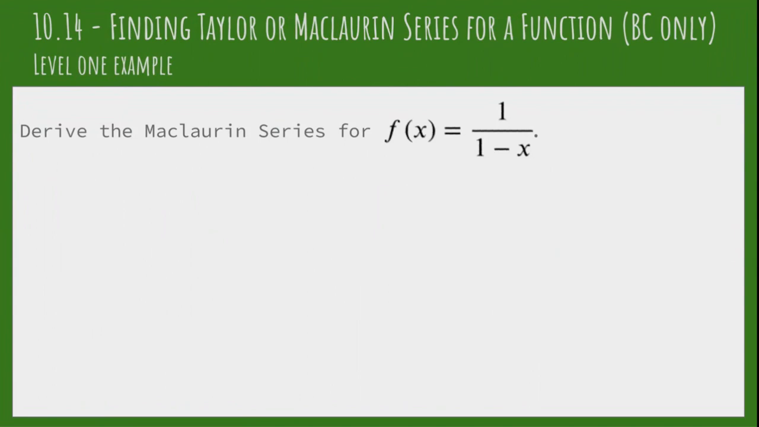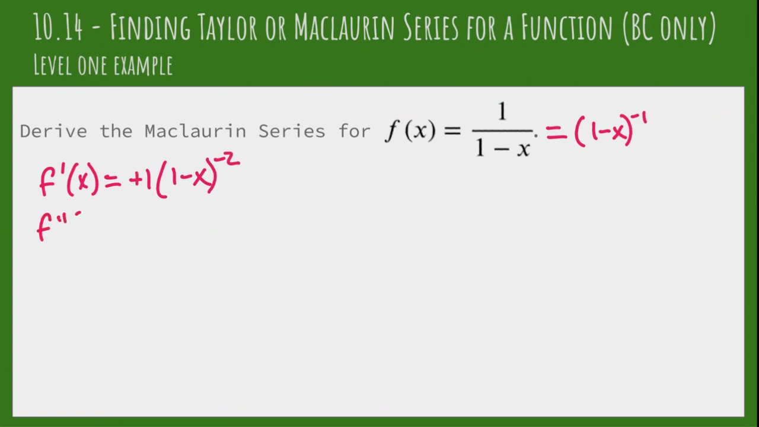So first thing I'm going to do here is rewrite the function as 1 minus x to the negative 1. That's going to make taking derivatives easier. So the first derivative is going to be negative 1 minus x to the negative 2. And then with the chain rule, we have to multiply by negative 1, so that actually makes that a positive 1. Then the second derivative is going to be negative 2, 1 minus x to the negative 3, and then chain rule, multiplying by the derivative of 1 minus x, that's going to make that a positive 2.